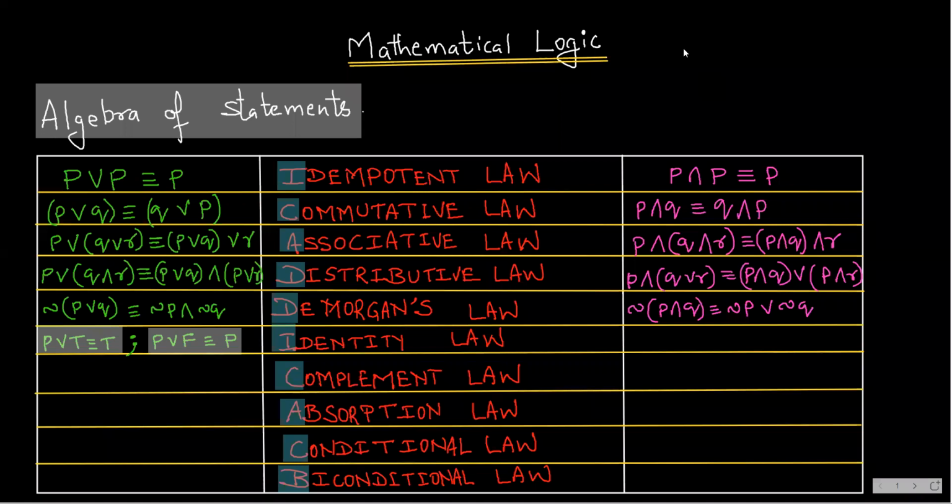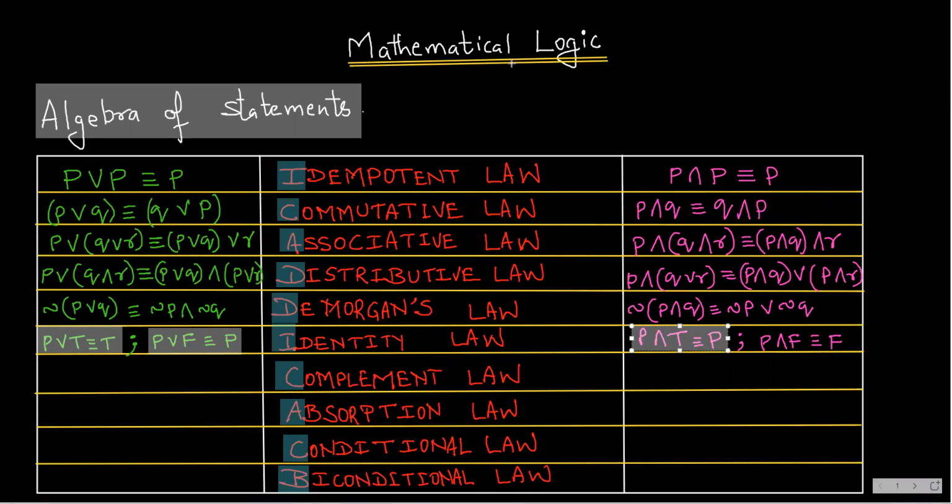Now we come to the identity law, with some more examples. See, if I have P and true, then it is always P. And if I have P and false, then it is always false. The explanation would go exactly the same way. Let me explain the first one to you. What do I have?